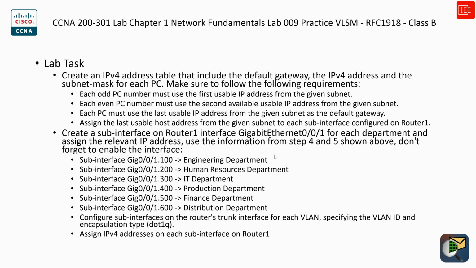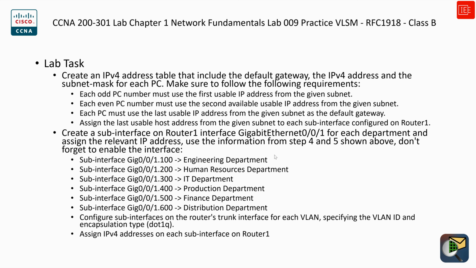And then finally, we are going to assign the last usable host from the given subnet to each sub-interface configured on router 1. Now, once we have configured that step, let's move to the next step, where we are going to create the sub-interfaces on router 1. We can see sub-interface GigabitEthernet 0/0/1.100, that will be part of the engineering department. And then .200, that will be part of the human resources department, and so on.